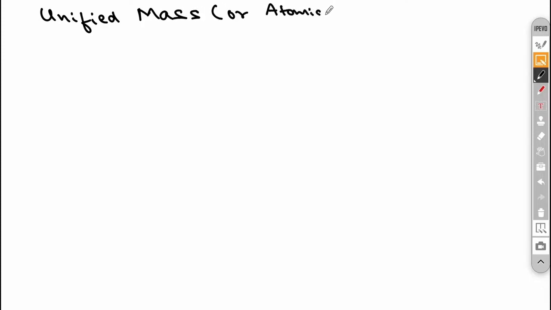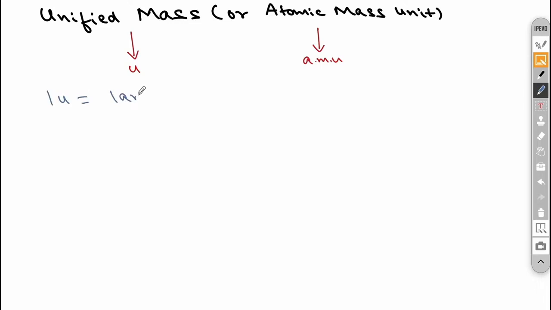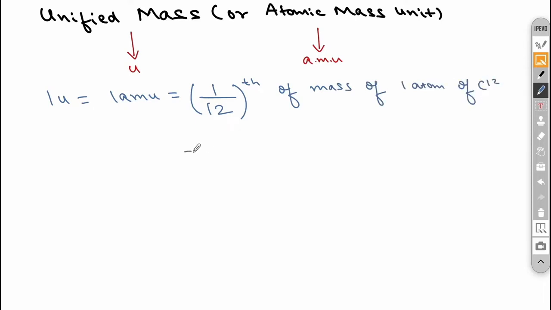Both of these terms have the same meaning wherever it is written unified mass or atomic mass unit. Don't get confused, they both mean the same thing. Unified mass is denoted by U and atomic mass unit is denoted by AMU. U or AMU both are same. 1 U or 1 AMU is 1/12 of mass of one atom of C12.